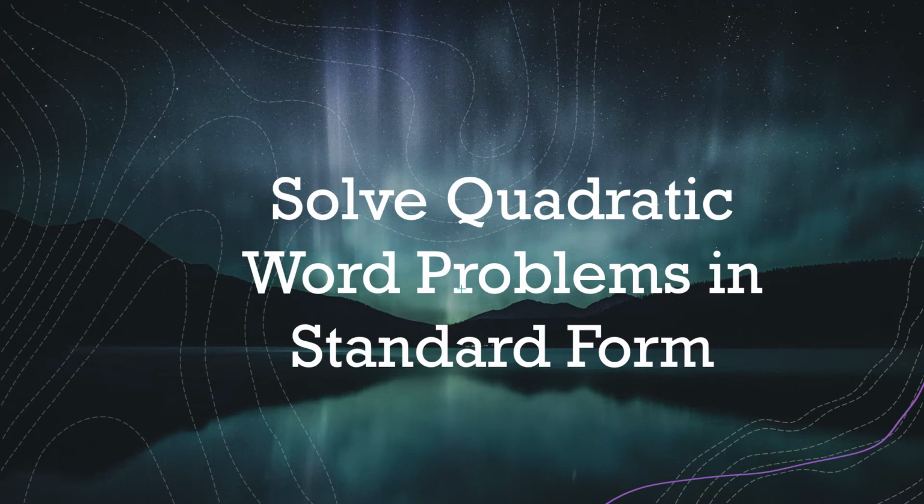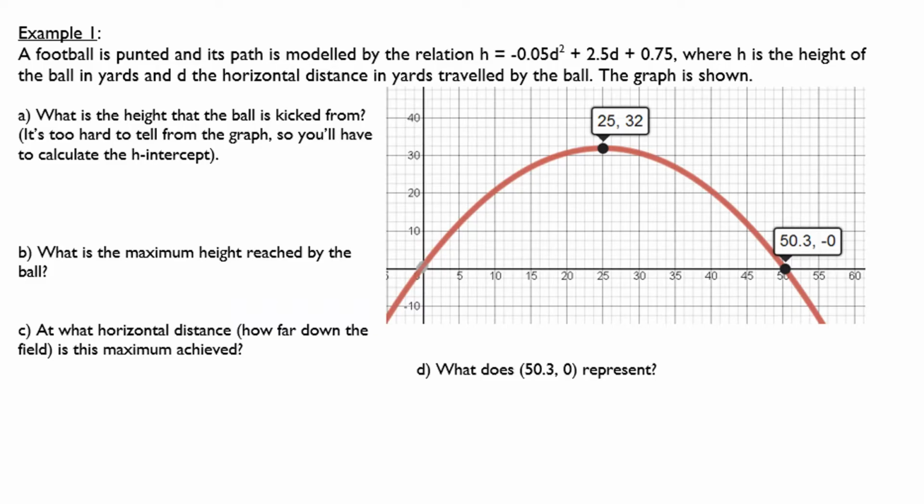In this lesson, we're going to talk about two word problems that are in standard form. Example 1. A football is punted and its path is modeled by this, where h is the height of the ball in yards and d is the horizontal distance in yards traveled by the ball.